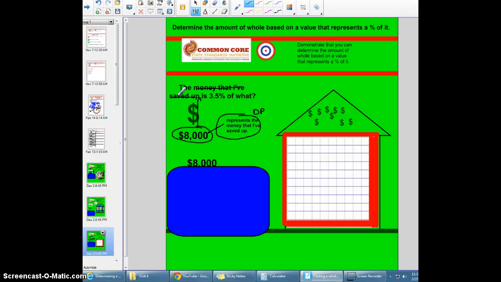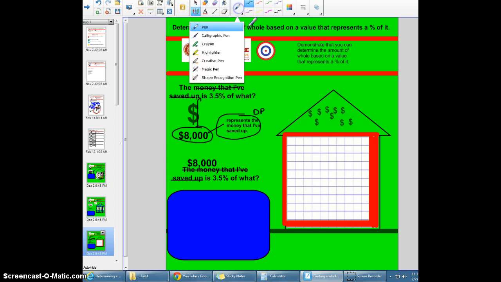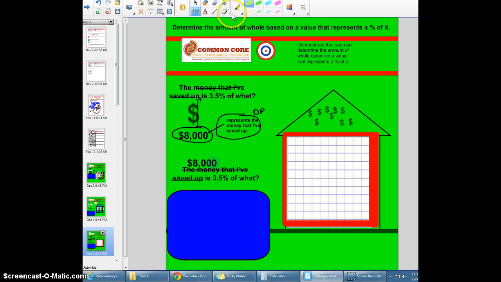What I tried to show you first was asking yourself questions. The money that I've saved up is 3.5% of what? Well, what is the money you've saved up? We said it's $8,000. So let's write that. $8,000 is 3.5% of what? So now we're working with this more mathematical statement. I'll get a different highlighter. It doesn't work really. None of these highlighters really work on this color. $8,000 is 3.5% of what?